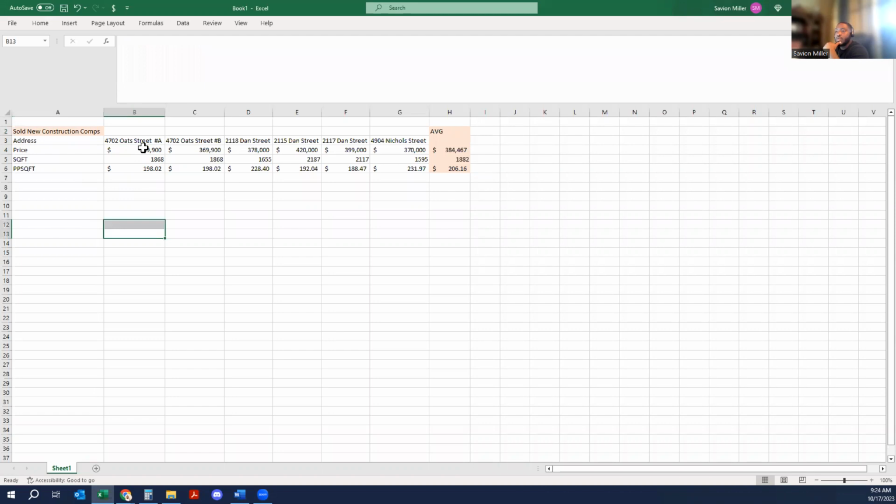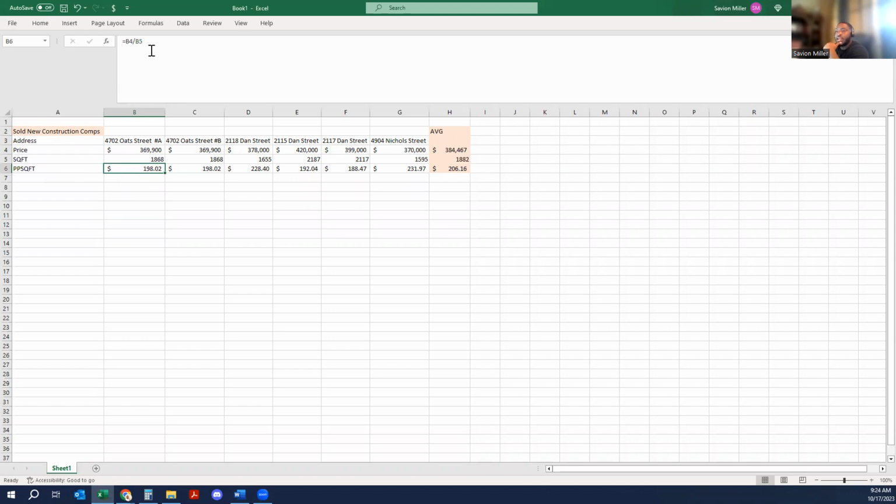So here we go. 4702 Oats A, 40. This is the address of all 6 of those sold comps. Here's the price that they all sold for. Here's the square foot that they all sold for. And this is their price per square foot.